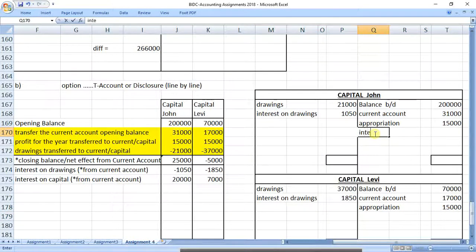Interest on capital there. Okay, so interest on capital would have been shown there. This would have gone up by 20. This would have gone up by 7. Okay, what else? Next point.